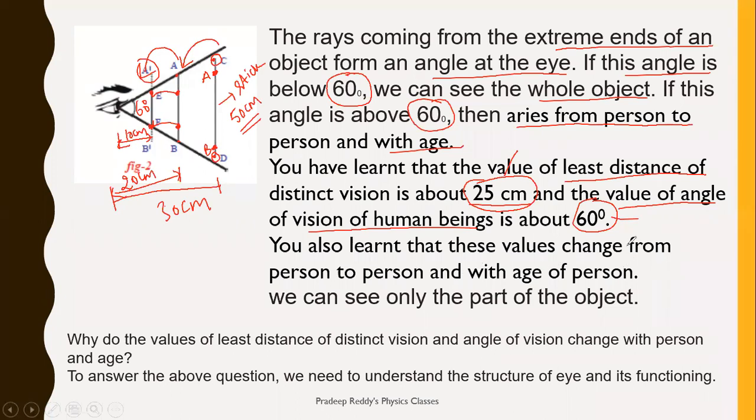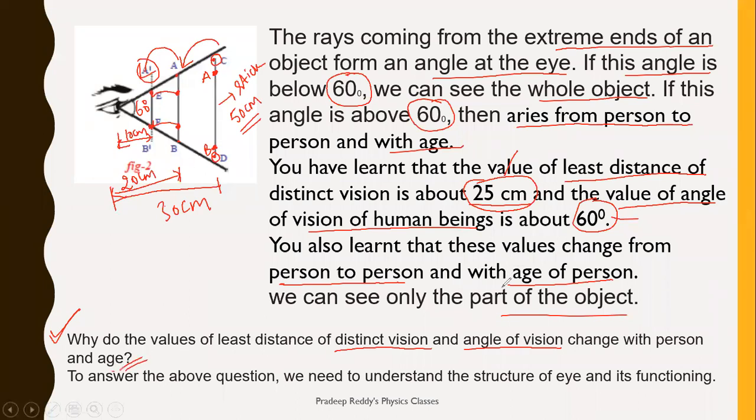And these values, 25 and 60, vary from person to person and with the age of the person. You can see only part of the object if you have some defect in your eye, right? Now there is a question at the bottom of the slide: why does the value of least distance of distinct vision and angle of vision change with person and age?